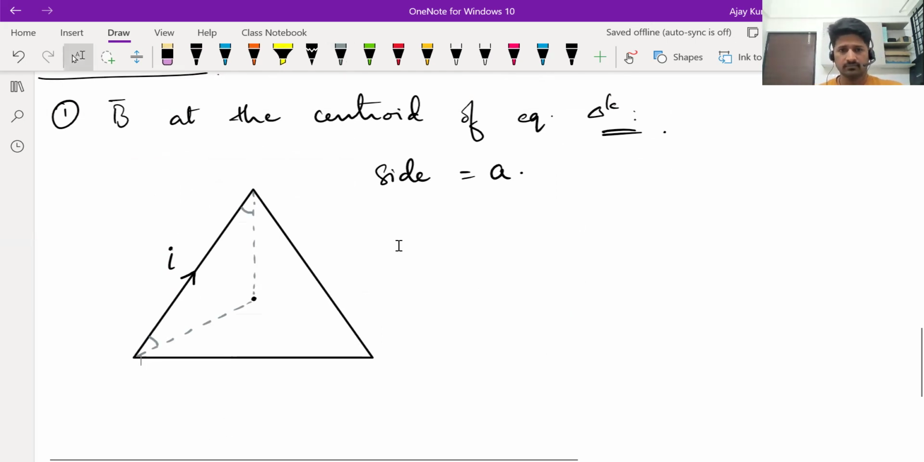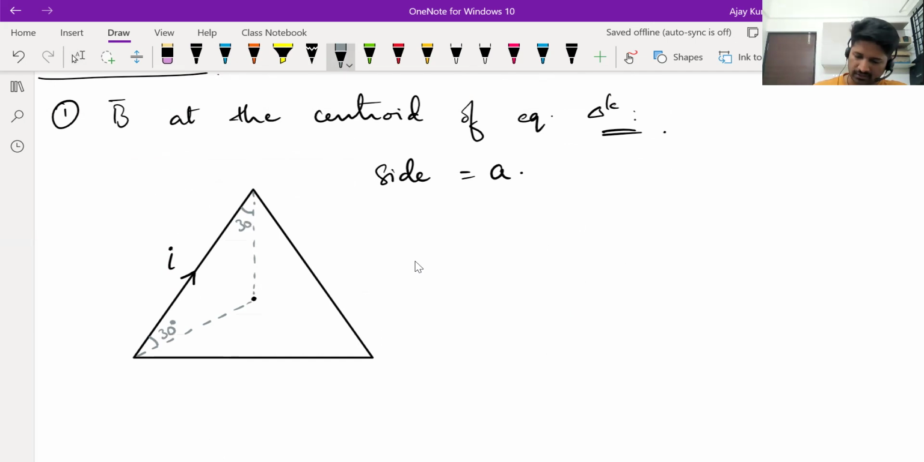So both will be 30 degrees. Both will be 30 degrees. Okay. It's an equilateral triangle. Total angle is 60, so half angle, 30, 30. Right. The next thing we need to find out is the perpendicular distance. Can any of you tell me an idea to find the perpendicular distance from a side of an equilateral triangle to its centroid? Tan 30. You could use tan 30, correct?